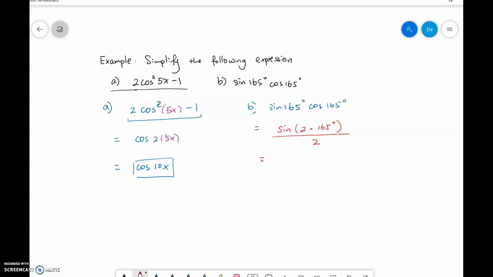So together we got sine of 165 times 2, which is 330 degrees, over 2. Simplify it. So sine of 330, which is negative 1/2, divided by 2, which is negative 1/4.